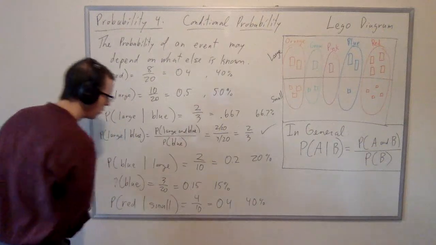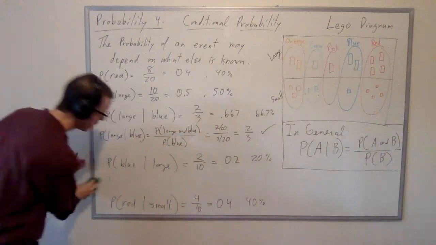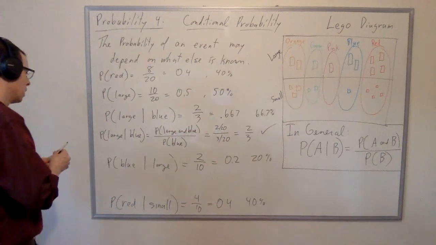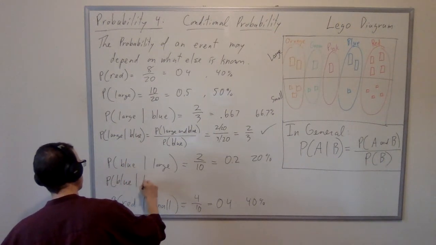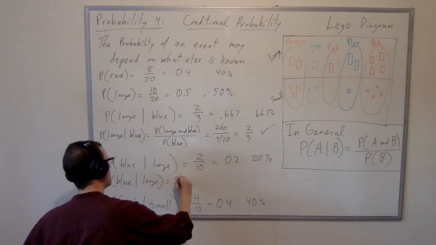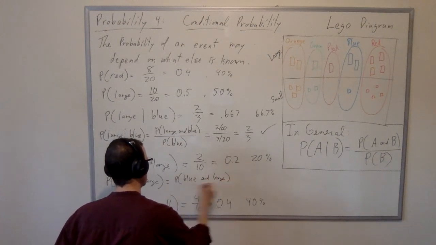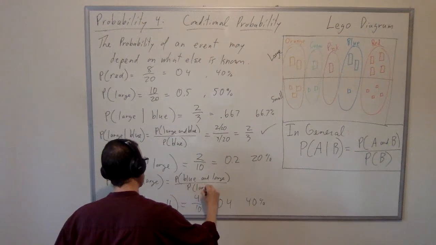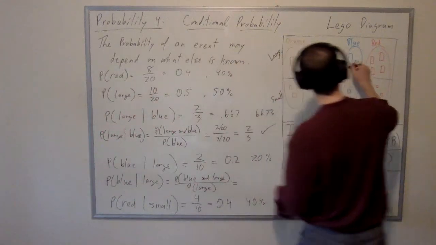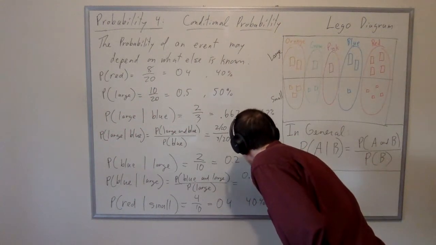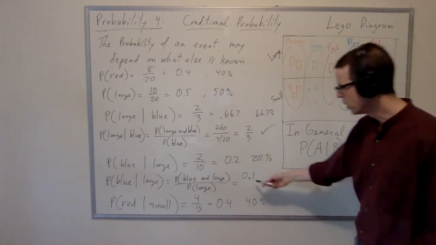Let's do this next one, the probability of being blue given that it is large. So the probability of being blue, given that the Lego is large, is the probability of being both, so blue and large, divided by the probability of being large. Now, what's the probability of being blue and large? We discussed it up here. It's 2 out of 20. I'm going to write that in decimal this time just to mix things up a little bit. The probability of being blue and large is 2 out of 20, or 0.1.